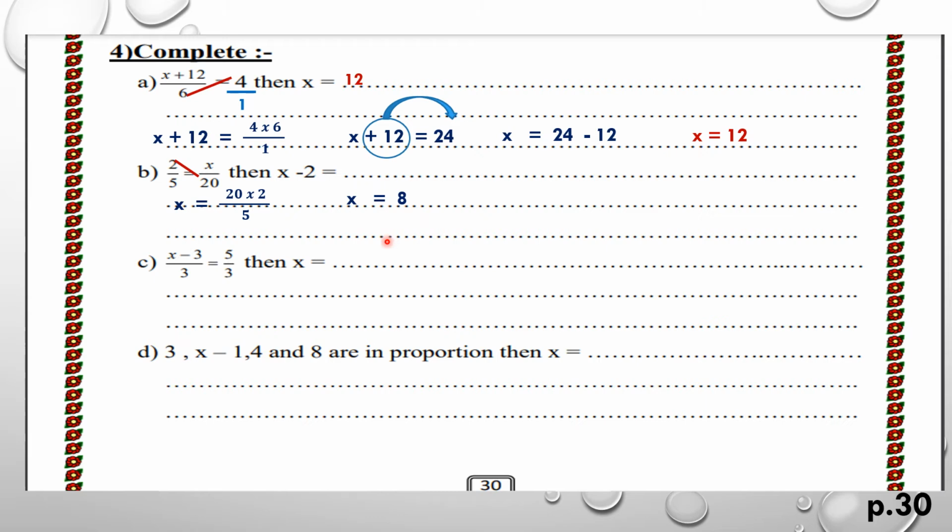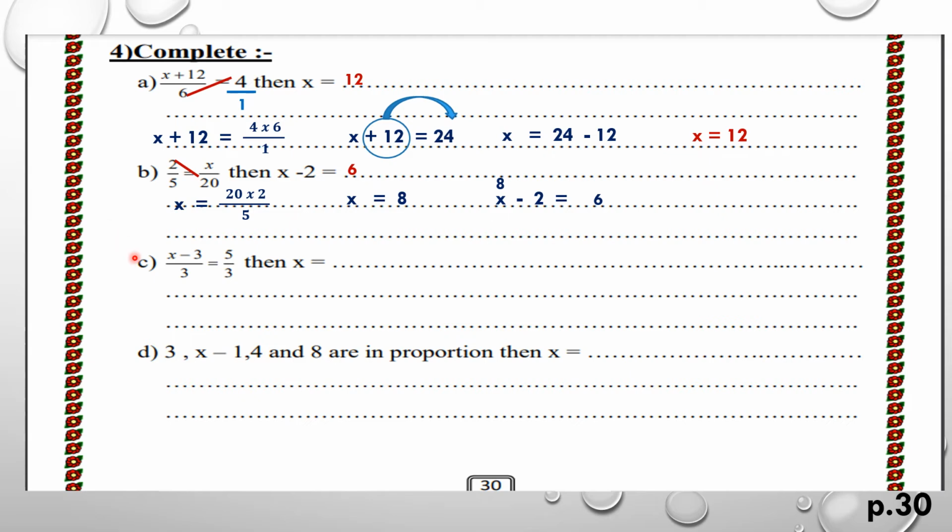X equals 8. But I need to find x minus 2. So instead of this x, I'm going to put what? I'm going to put 8. 8 minus 2 equals 6. So my final result here is 6.